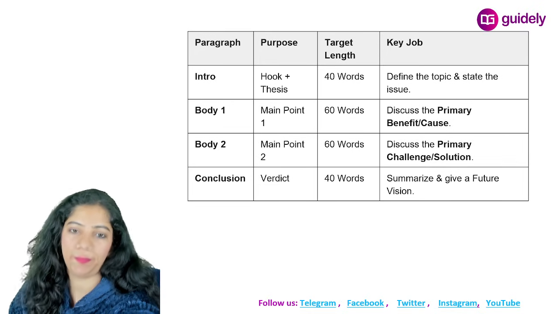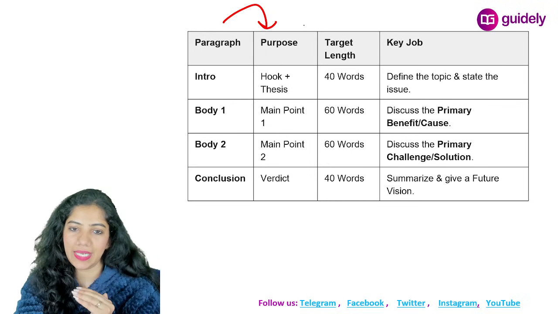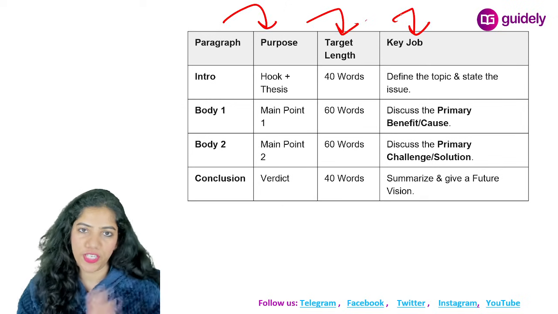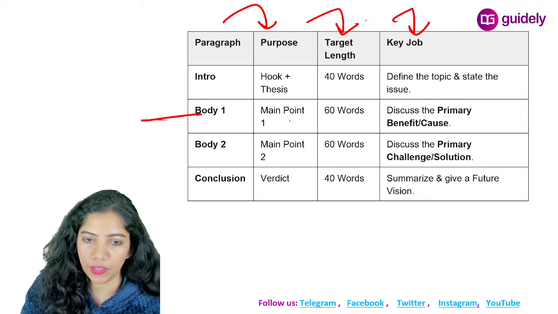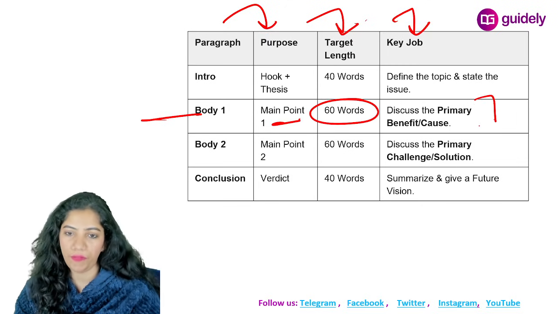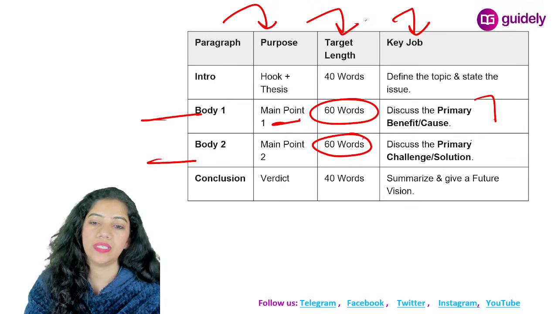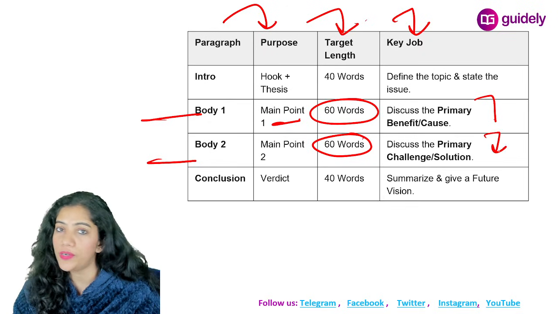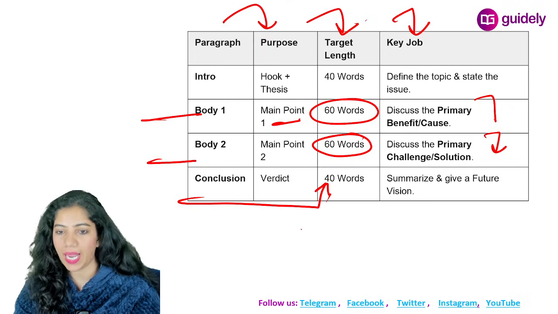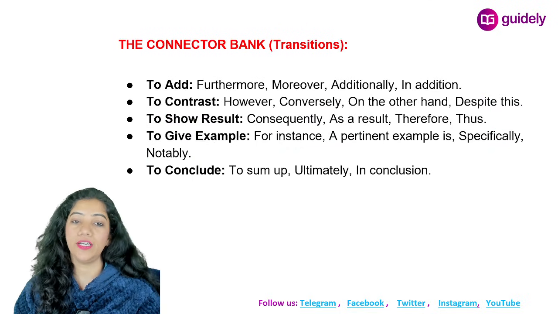Alrighty, so yeah, come here. Intro should have hook plus thesis, target length 40 words: define the topic, state the issue. Body paragraph number one, main point, 60 words: discuss the primary benefit or cause. Paragraph number two, 60 words: discuss the primary challenges or solution. Conclusion is the verdict, in 40 words: summarize and give a future vision. The connector bank.